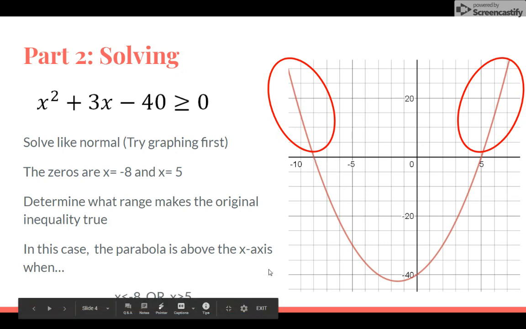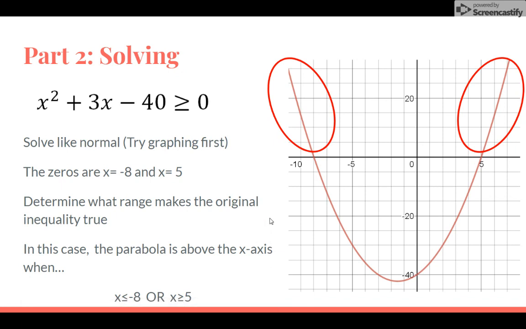Oops, let's see if we can get that out of the way. Nope. X is less than or equal to -8. So anything less than or equal to -8, anything to the left of -8, will be part of my solution set. Or x is greater than or equal to 5, and that's anything over here and on up forever. Okay, so we end up with this or inequality. Either of those sets of values will make the original inequality true.